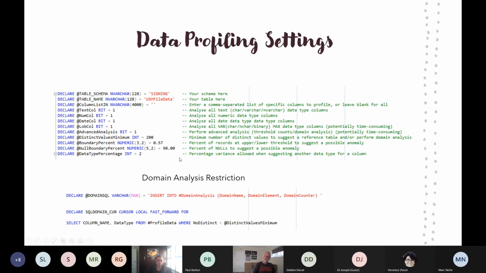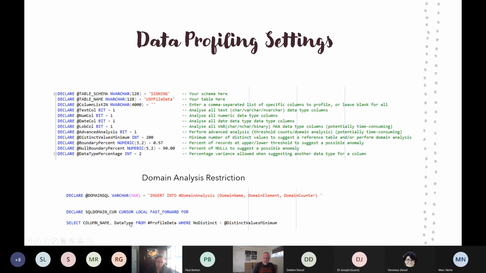Okay, so if you look at the script, and these are just the parameters, it basically says, here are my critical data elements, my column list. Must I analyze all the text? Must I analyze all the numeric data? And then all the data columns, the data type columns, and then look at large objects, varchar max, analyze what's inside them, do the advanced analytics, look at distinct values, which records are on the boundaries. I sort of showed you that.